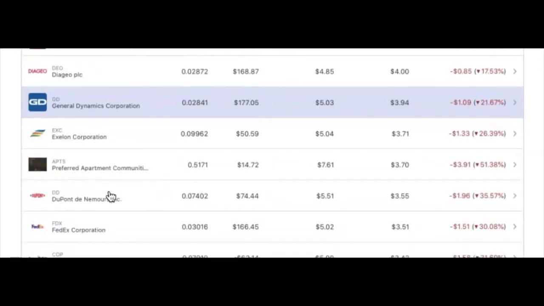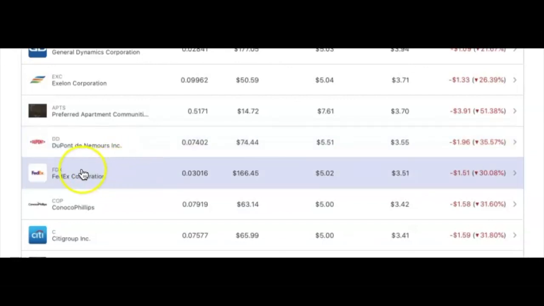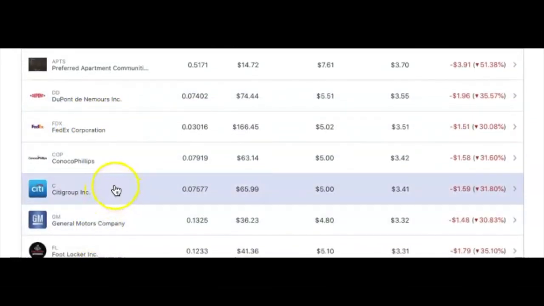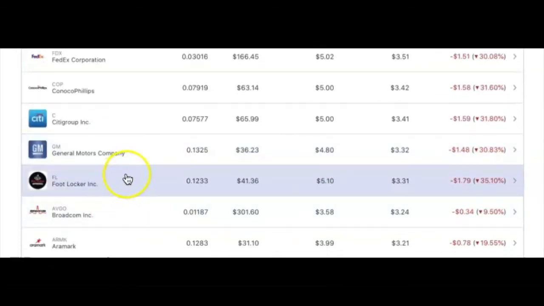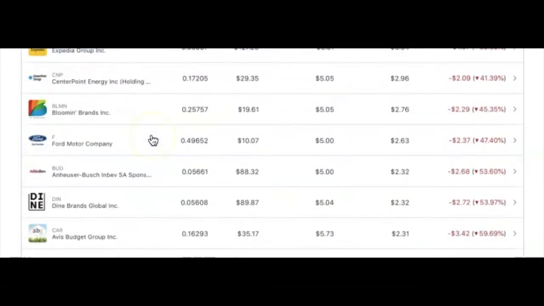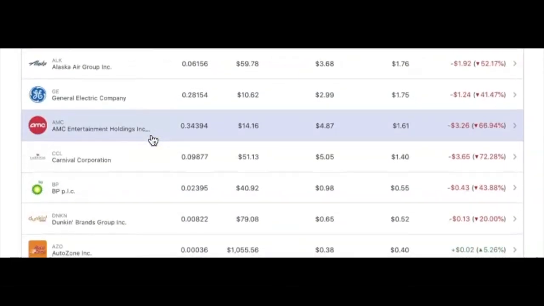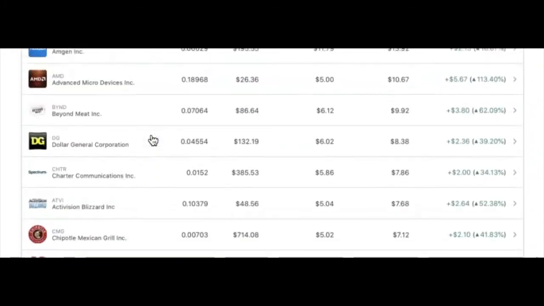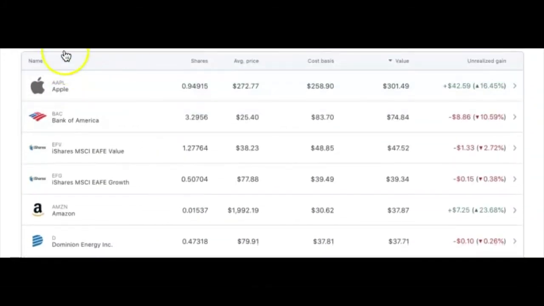So that is exactly what I just explained to you. FedEx, we all know FedEx, we all know Citibank, we know General Motors, we know Foot Locker. All these companies are out there doing business, and we benefit from their growth, right? Their growth when they grow in price, or when they pay dividends, like Apple pays very good dividends, a very safe company.